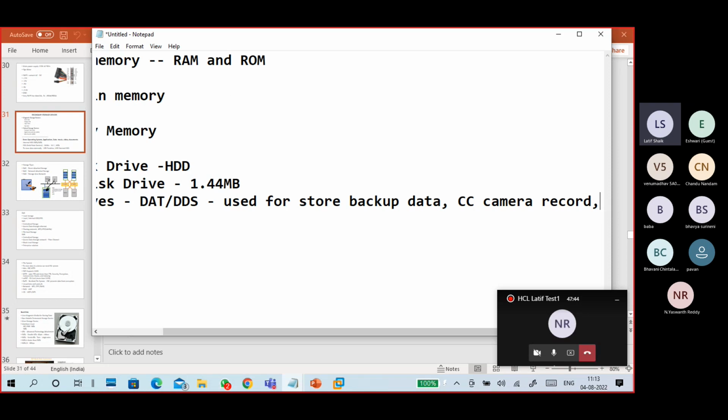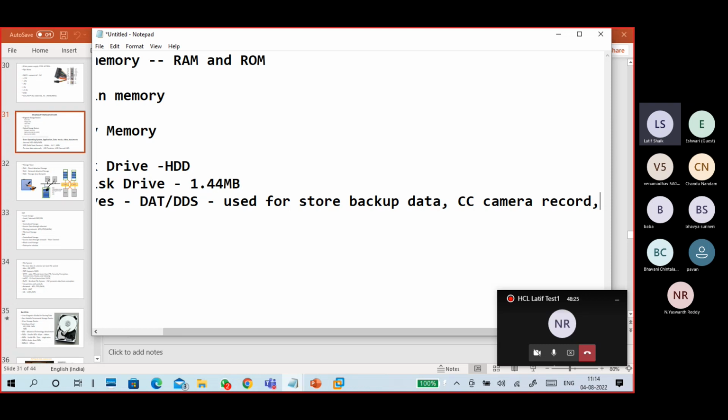Once it is about to fill, like 1 month of data, they will calculate how much for 1 month, how much for 2 months, how much for 1 week. So it automatically deletes the old data. It keeps only the new data. So that's a CC camera.